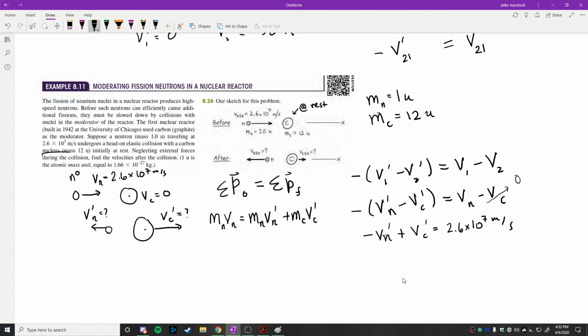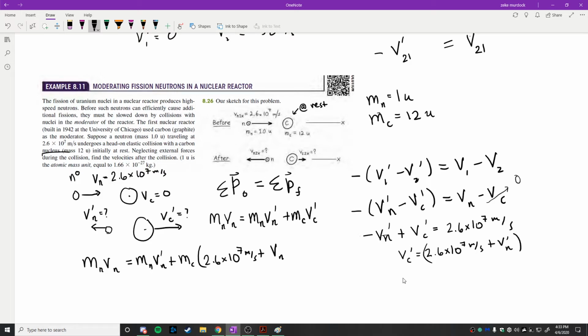So what we can do now is isolate one of the variables. We'll replace Vc prime and see that Vc prime should be equal to 2.6 times 10 to the 7 meters per second plus Vn prime. That's what that equation tells us. And we can use that and plug it into this equation here. So we have Mn Vn, we know what both of those are, equal to Mn Vn prime plus the mass of the carbon nucleus multiplied by 2.6 times 10 to the 7 meters per second plus Vn prime.